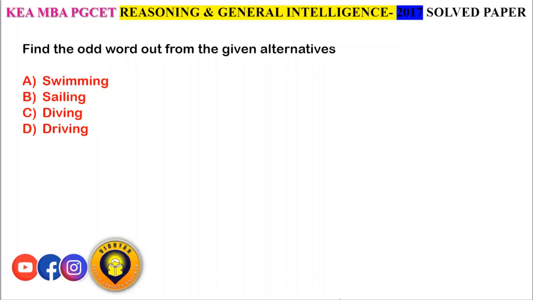Find the odd word out of the given four alternatives: swimming, sailing, diving, driving. Swimming, sailing, diving, all of these are associated with water, right? And driving is associated with land, correct? So our odd one out will be driving.